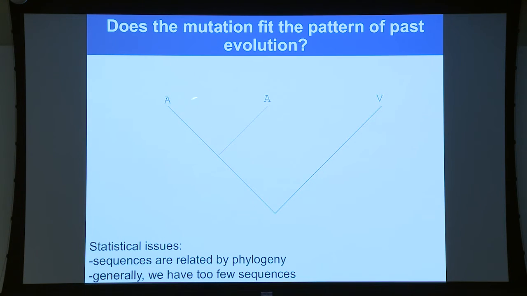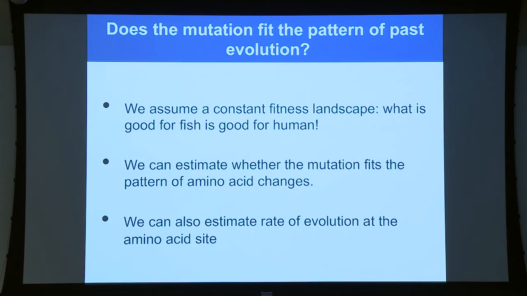The other problem is that there are 20 possible amino acids at the position, and you usually have too few sequences. You don't have enough sequences to go through all possible variation, right? So statistically the methods have to be Bayesian. There's no way out of that. So what kind of assumptions are these methods making?